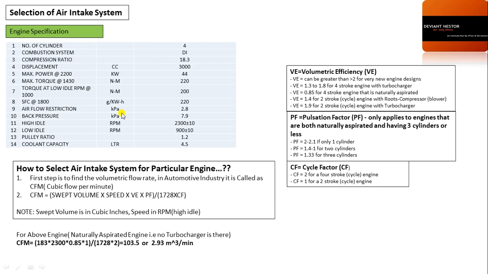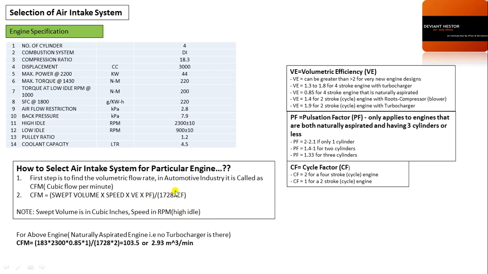So to get all these answers, first we have to find the volumetric flow rate of the air cleaner. In the automotive industry, it is called CFM, cubic feet per minute. It depends on the swept volume, which the engine manufacturer will provide you. This is displacement, swept volume, speed, where speed is the maximum speed, VE is the volumetric efficiency, PF is the pulsation factor, and CF is the cycle factor.